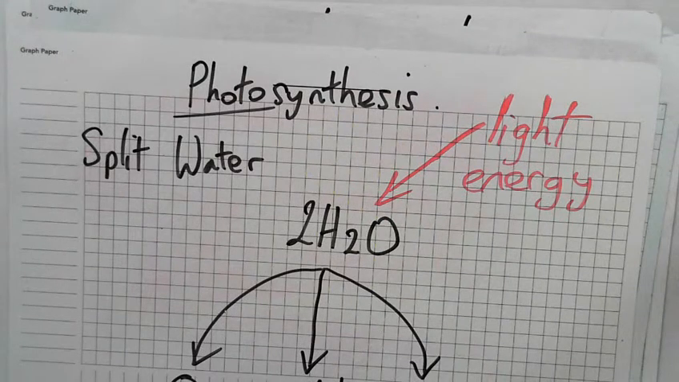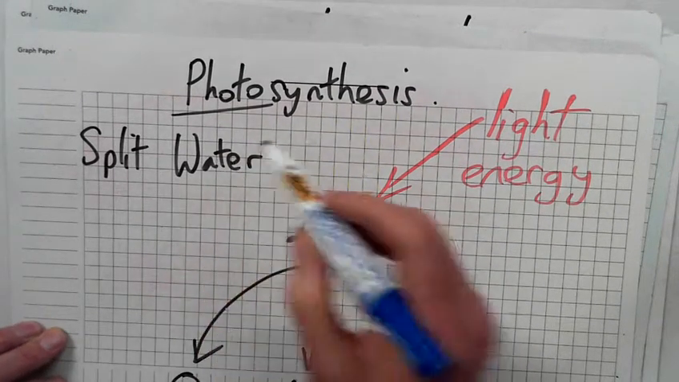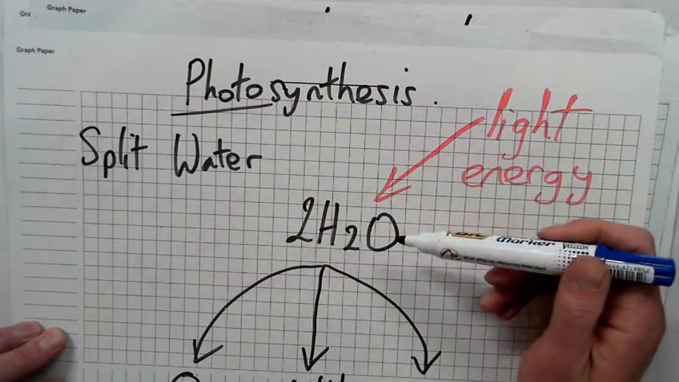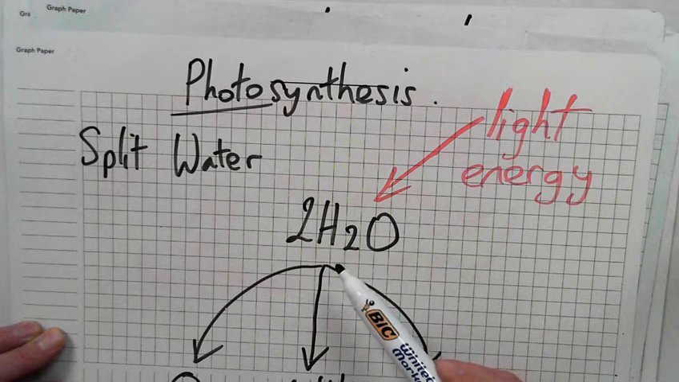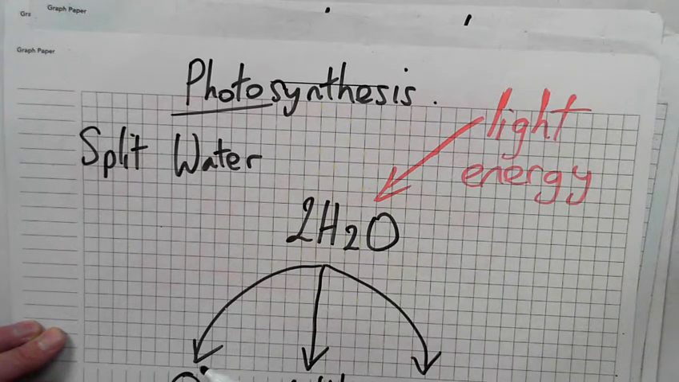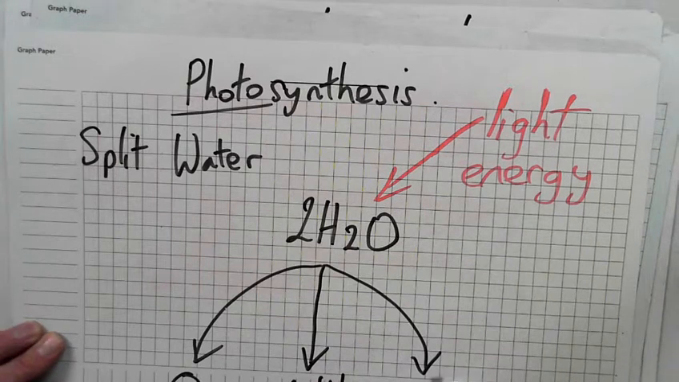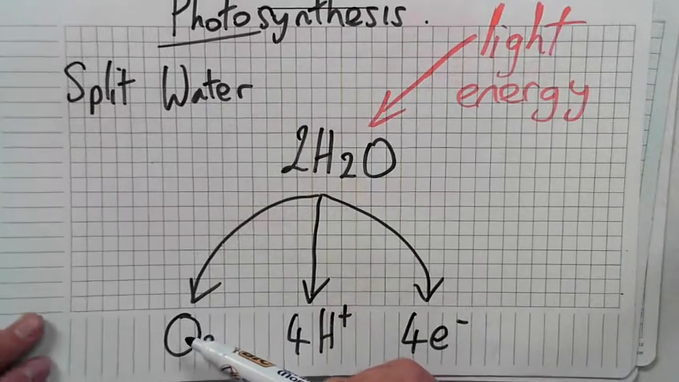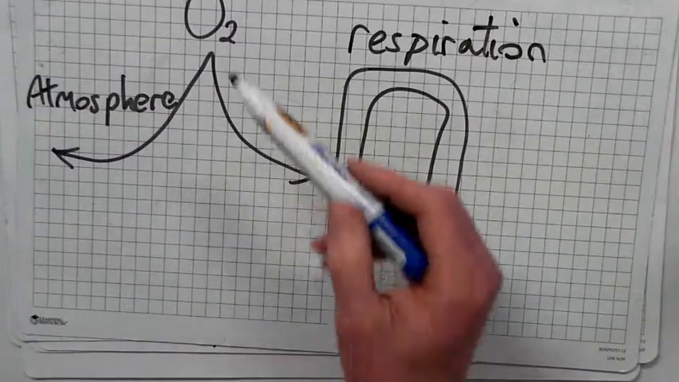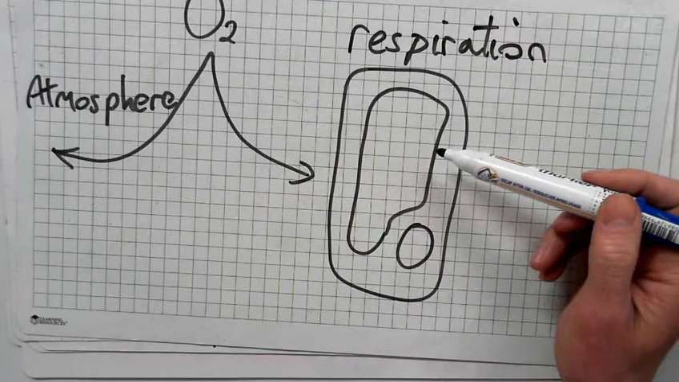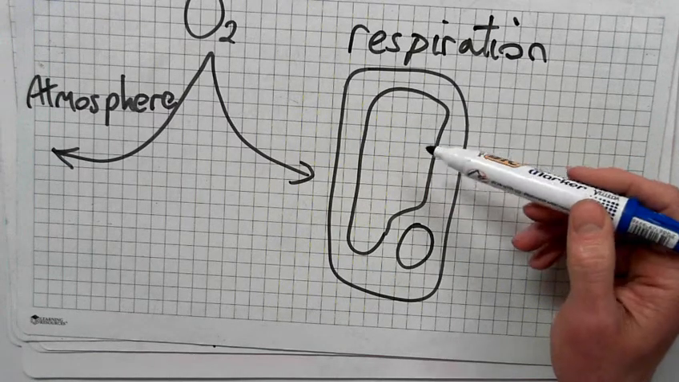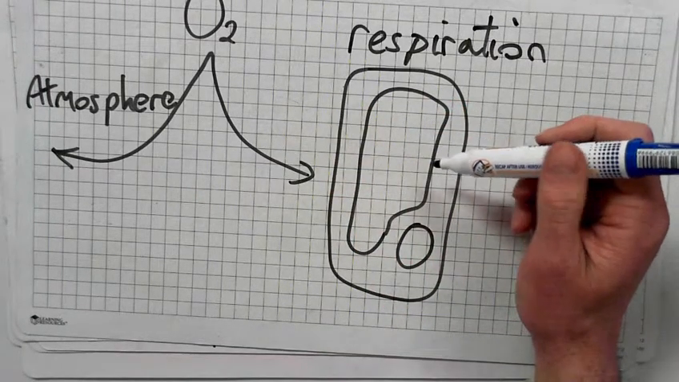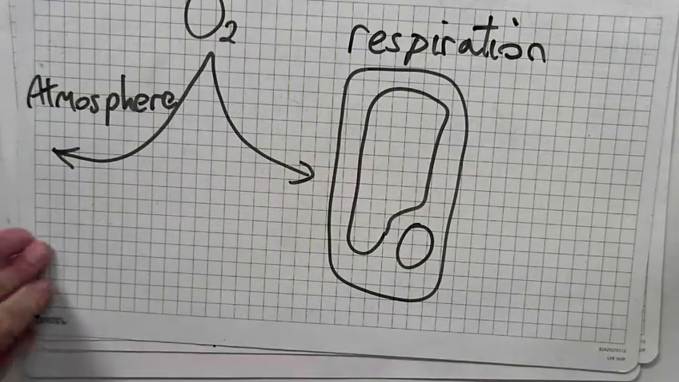Right. So the first step in photosynthesis is the splitting of water. To have a balanced equation, we write down 2H2O. So light energy splits water to form O2, 4H plus, and 4e minus. What happens to the O2 first of all? It can pass into the cells and be used for respiration. Oxygen is required to release lots of energy from glucose, or it can be released into the atmosphere.